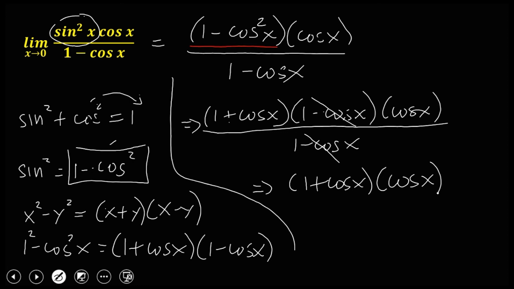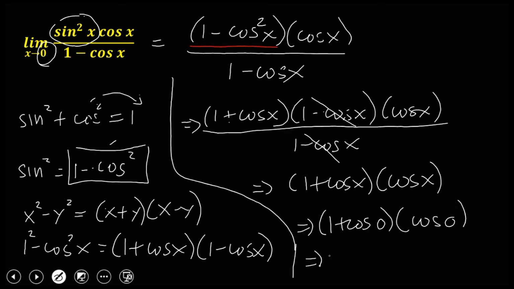Then substitute this value to x. As x approaches 0, we have 1 plus cosine 0 times cosine 0. Now, since cosine 0 is 1, so 1 plus 1 times 1. Therefore, this limit is equal to positive 2.